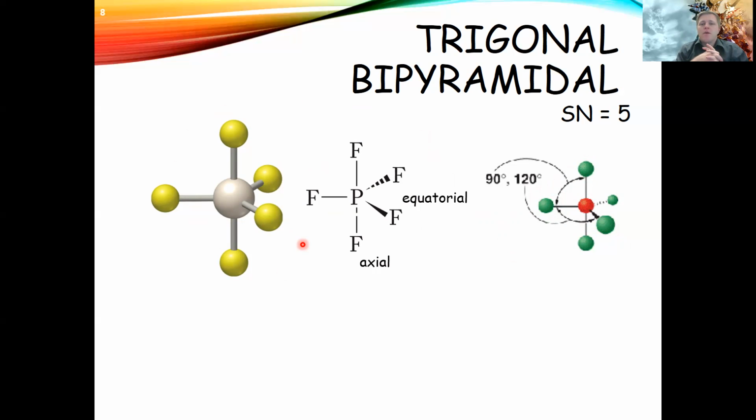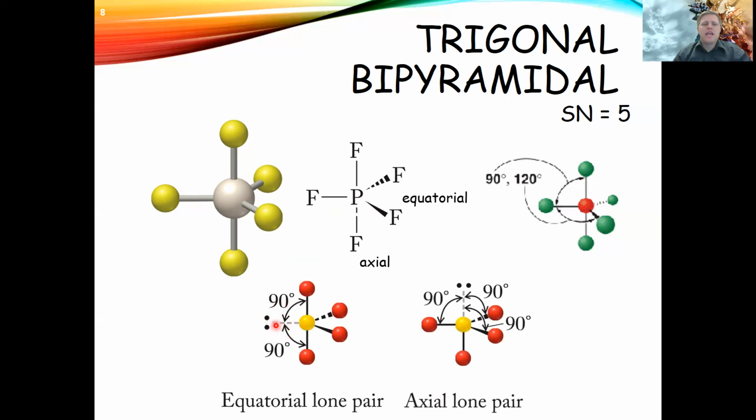It also makes it complicated because once we replace one of these atoms with a lone pair, we have to decide, well, should we replace an equatorial atom, or should we replace an axial atom? Now, the answer here might surprise you a little. So lone pairs actually need more space than bonded atoms.